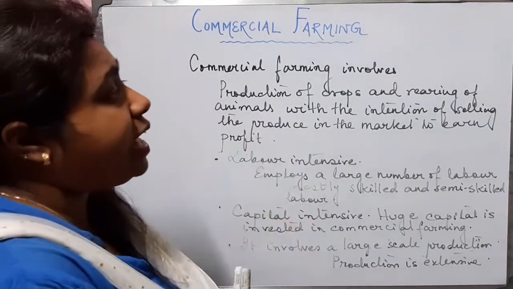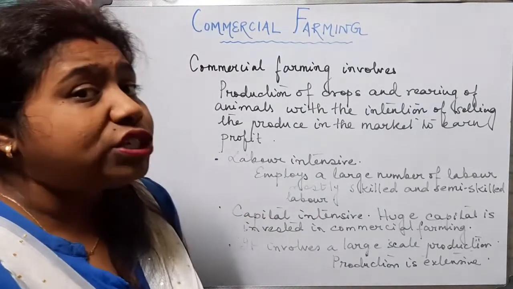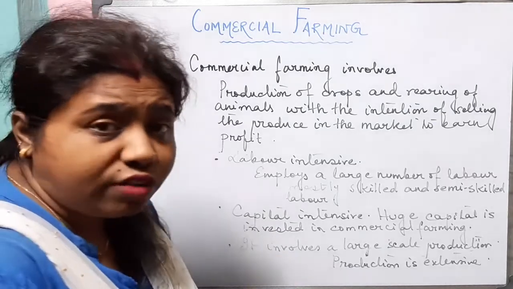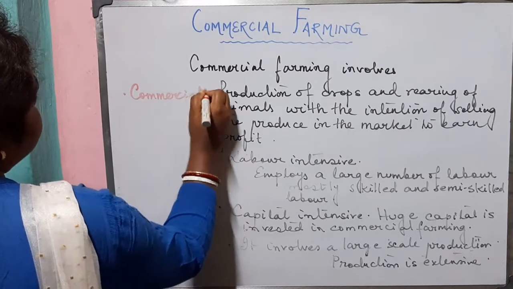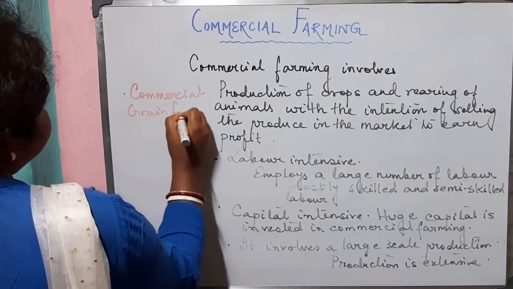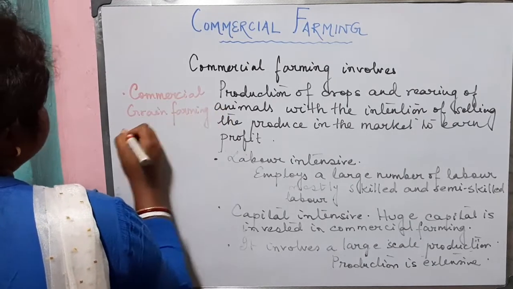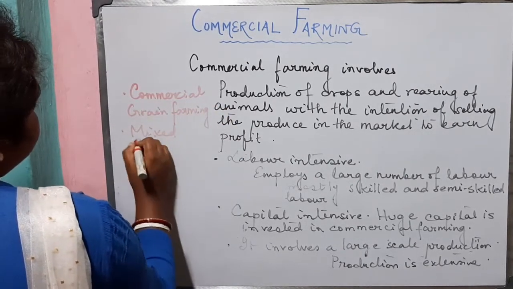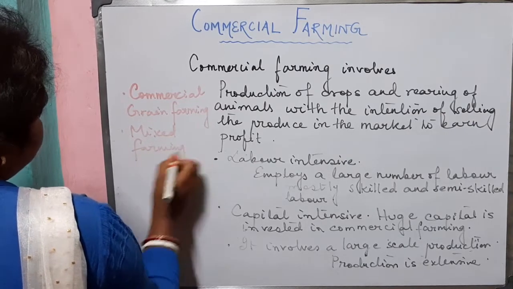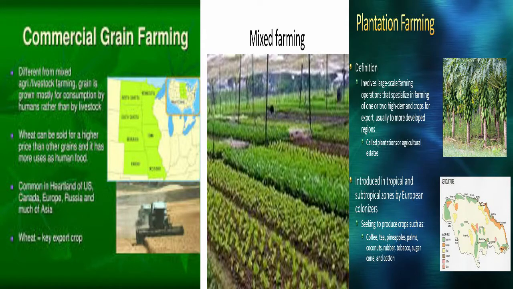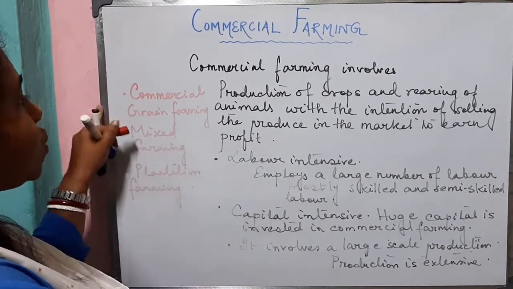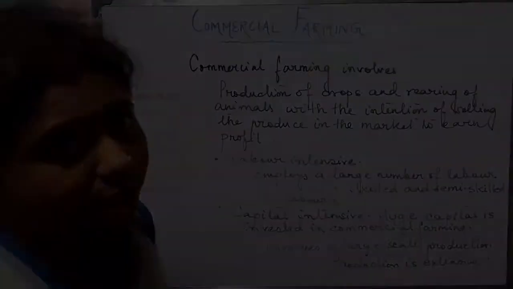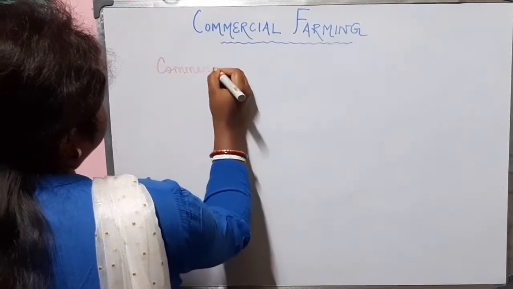Now, commercial farming involves three types of farming. Which are the three types of farming involved in commercial farming? They are commercial grain farming, mixed farming, and plantation farming. Now let us move ahead with commercial grain farming. Let us know the features of commercial grain farming.